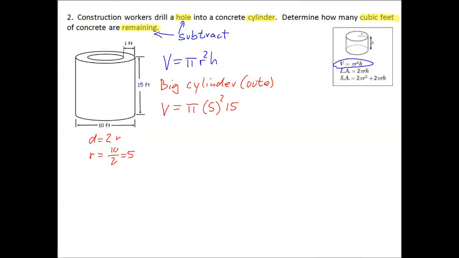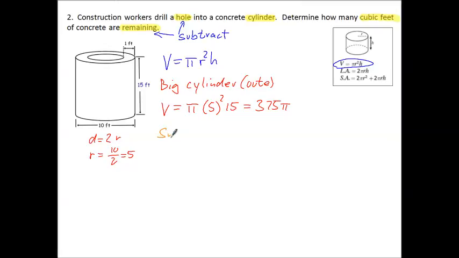When we have problems like that where our result will be used again in some more calculations, it's easiest not to take the decimal right away, but leave pi in the answer. So we're just going to calculate the number part. 5 squared times 15, 25 times 15 is 375 times pi. That's the volume of our outer cylinder that's filled with concrete.